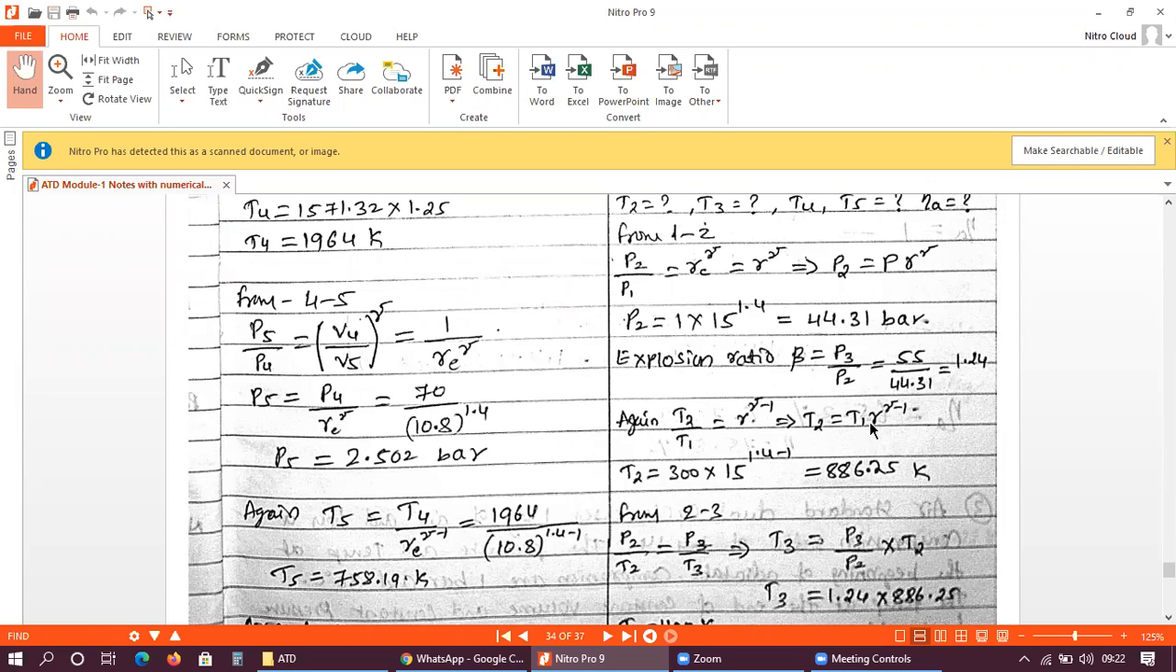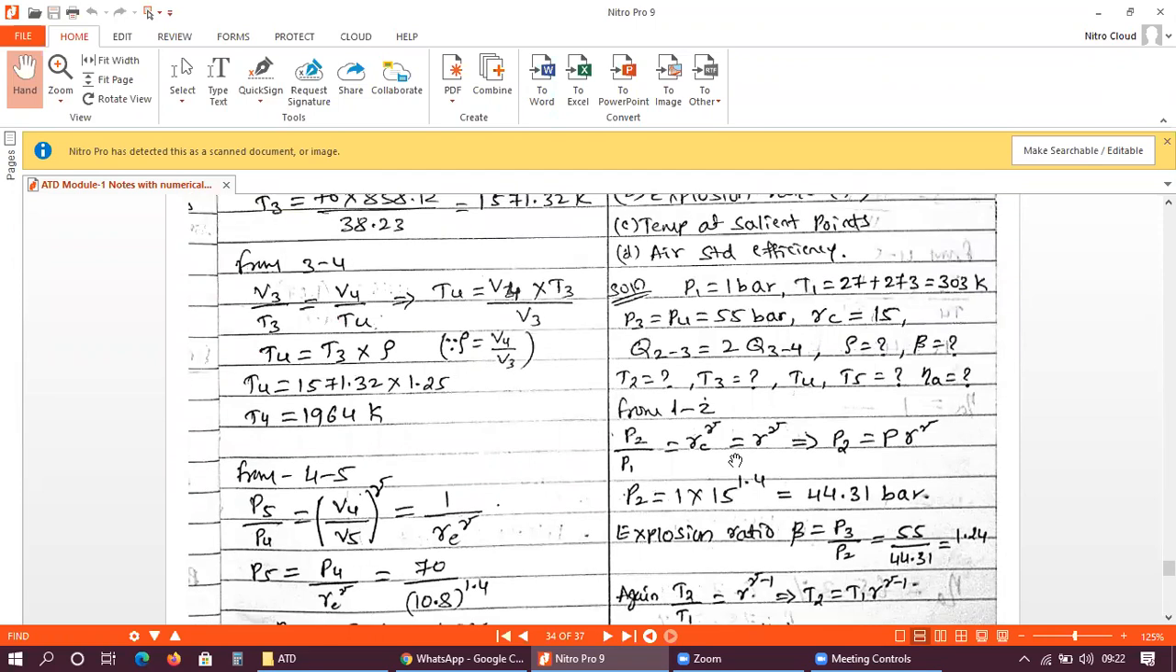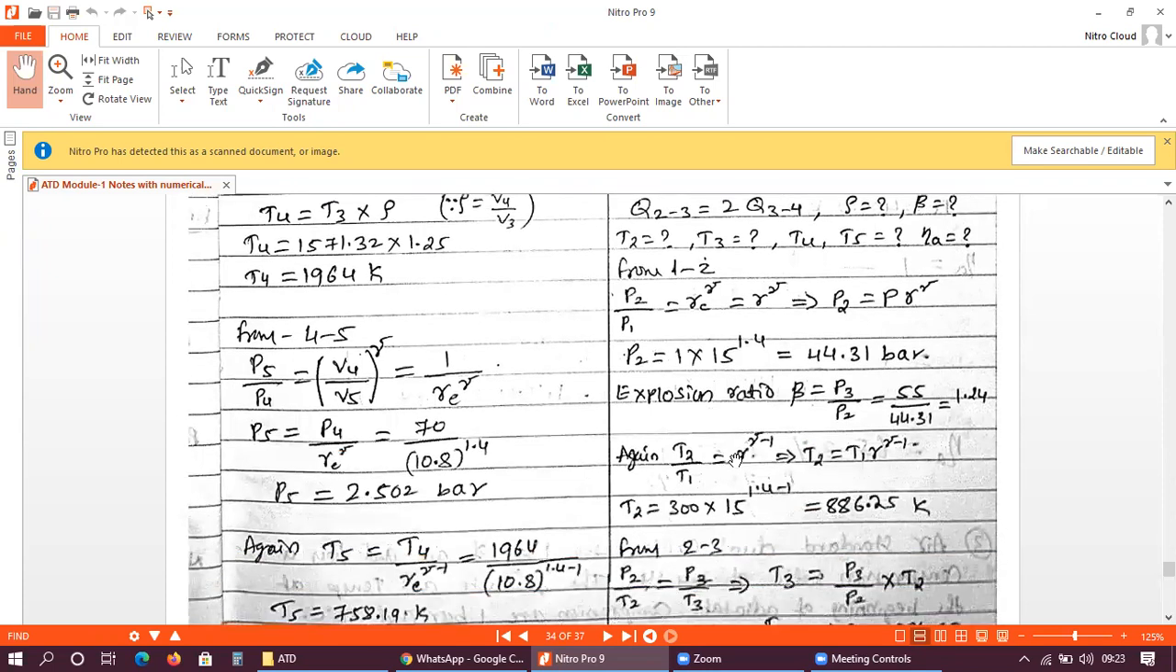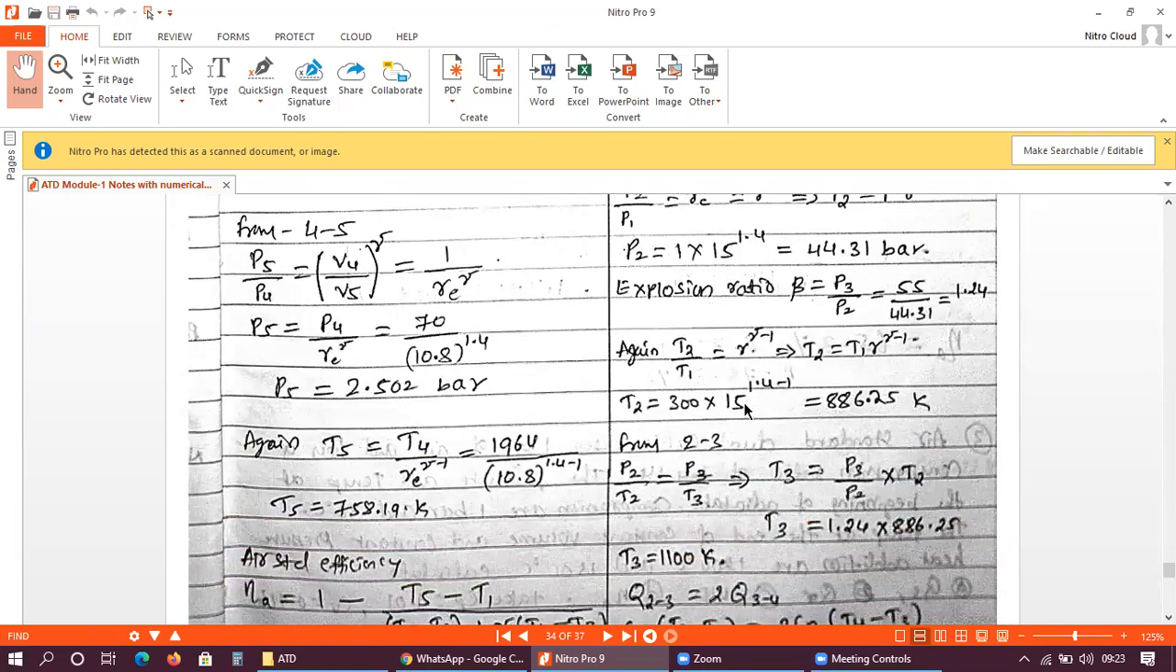T1 is already given, and the compression ratio is also given. So just substitute all the values. Here I have written 303, you just correct it. It is actually 300. So T1 is equal to 300, into 15 raised to 1.4 minus 1. So you'll get the value of T2 as 886.25 Kelvin. This is for the process 1 to 2.